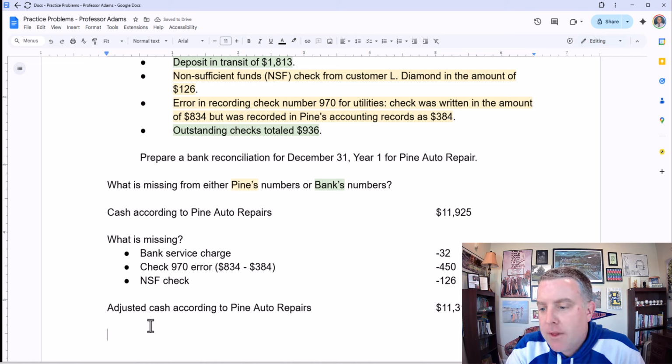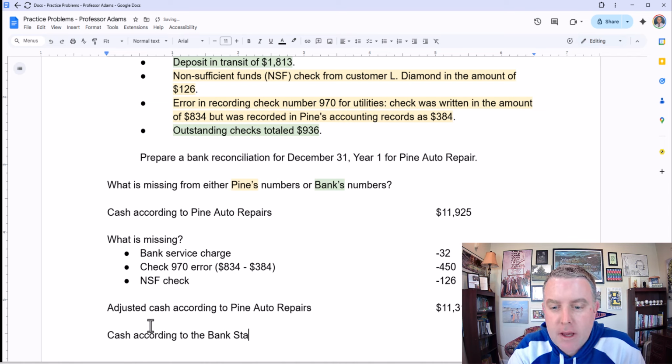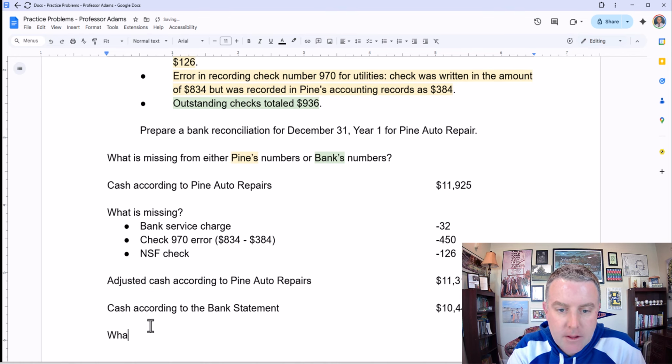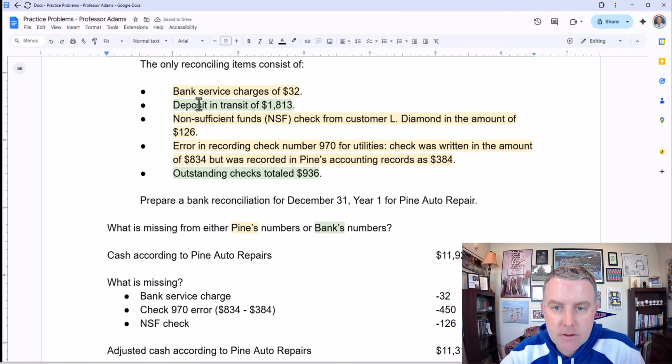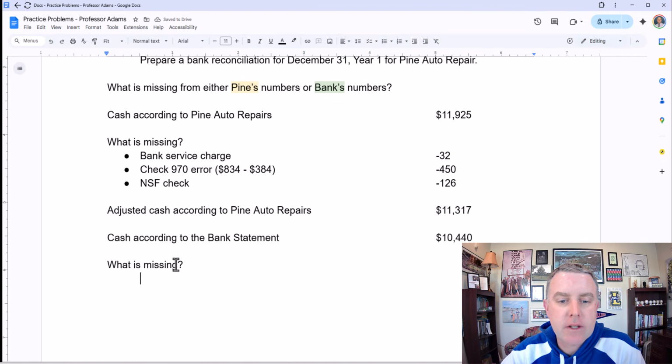Okay. Now, if we did things right, when we do the same process for the bank's number, we should get that same $11,317. Okay, so cash according to the bank statement. The cash according to the bank statement was $10,440. And then we do the same thing. What is missing in the bank statement? Well, the bank doesn't know about these green items, the deposit in transit, and then the outstanding checks.